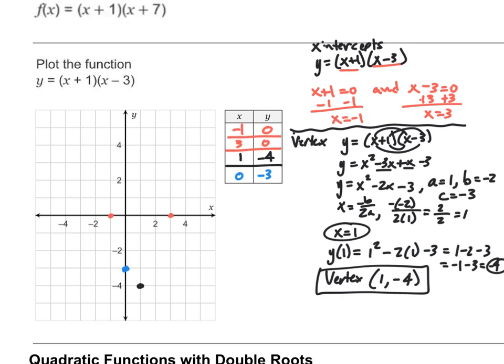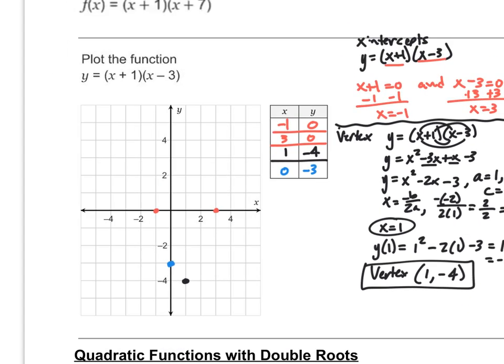Now what I want to do is connect these points with a fun little line that we call a parabola. It doesn't have to be perfect, but you want to get the right idea. You want to at least have those points graphed. Hopefully yours doesn't look as bad as mine, which looks like a V. It should look like a parabola.